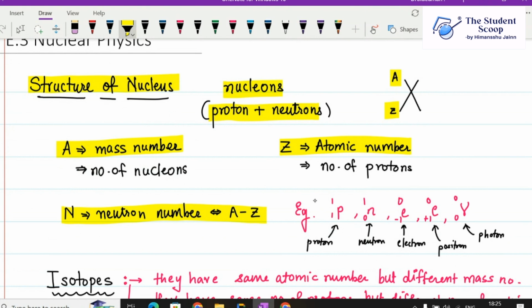For a proton, it is 1 1. For a neutron, it is 1 0. For an electron, it is 0 minus 1. For a positron, 0 plus 1, and for a photon, 0 0. So we can write all those things for the individual elements, and for the particles as well.